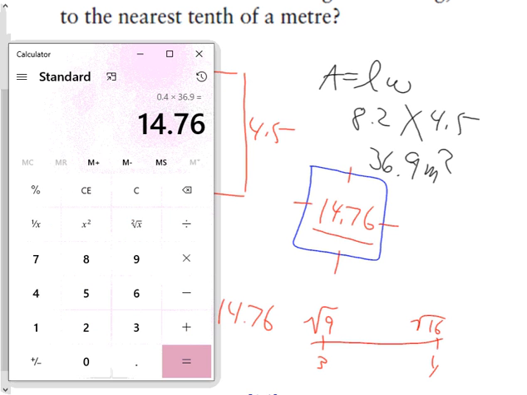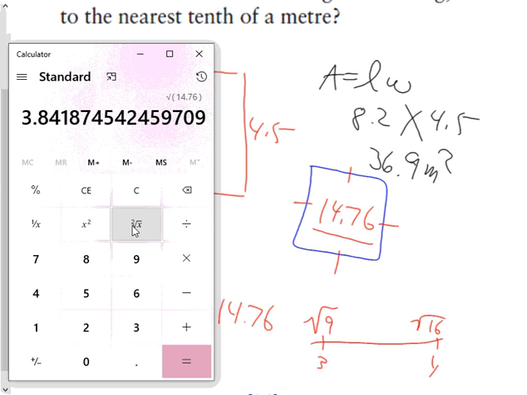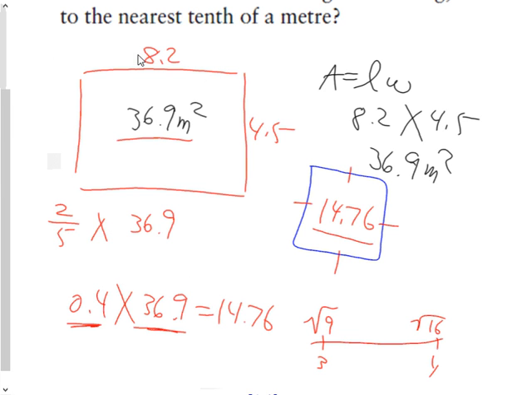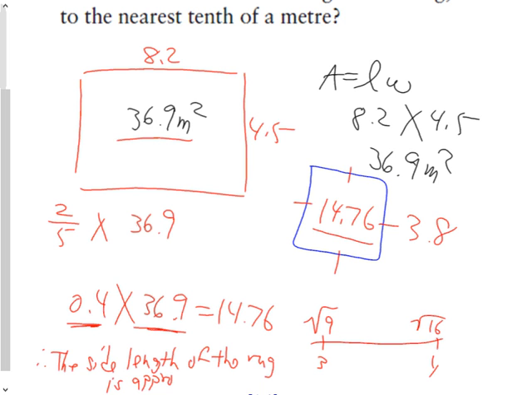But grab my calculator. 14.76, square root button. It is 3.8. So therefore, after all of that work, the final answer is that the side length of the rug is approximately 3.8 meters.